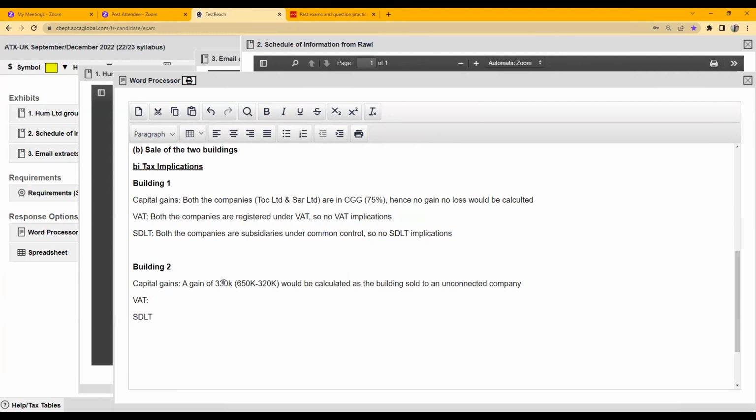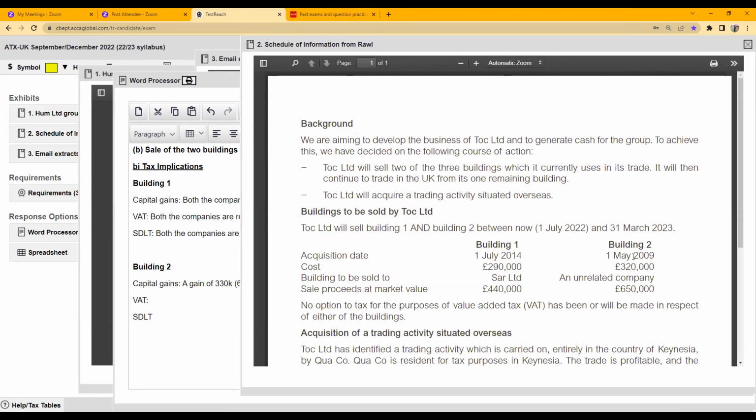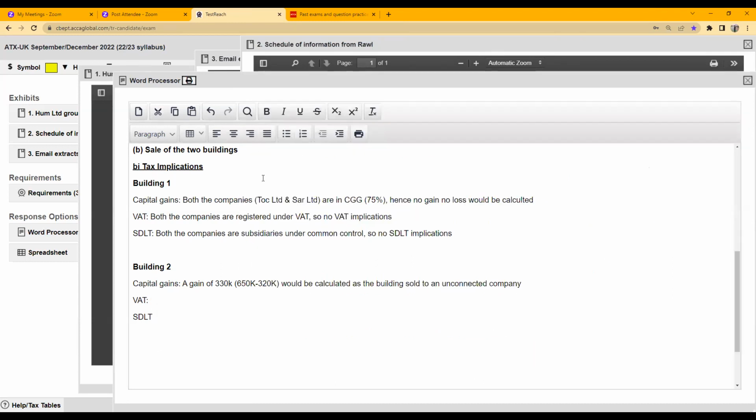VAT implications. By the way, it's a commercial building and it's an old building because you purchased this building on 1st May 2009 and are disposing of it now on 1st July 22. What it shows is that this is a commercial building. This is an old commercial building. Why am I using the word old? Because it's more than 3 years old. This is an old commercial building and not opted to tax for VAT. Hence, it would be treated as an exempt supply for VAT purposes.